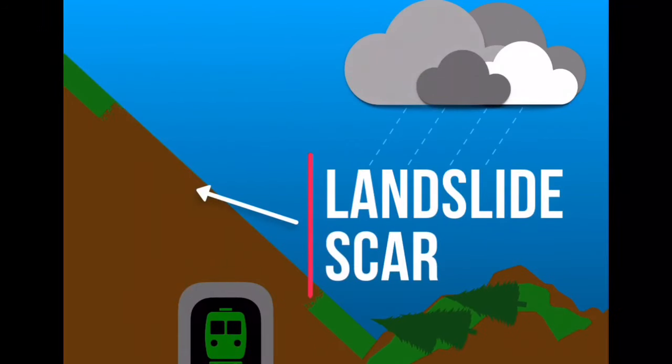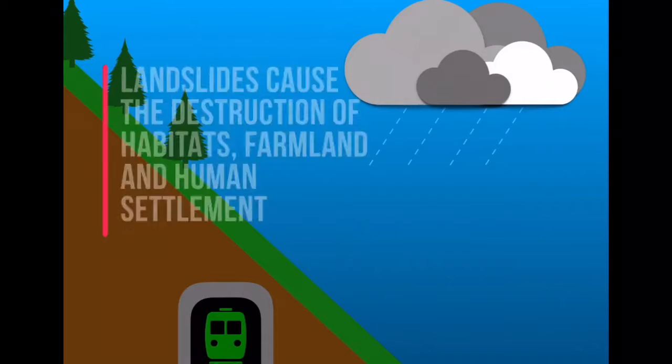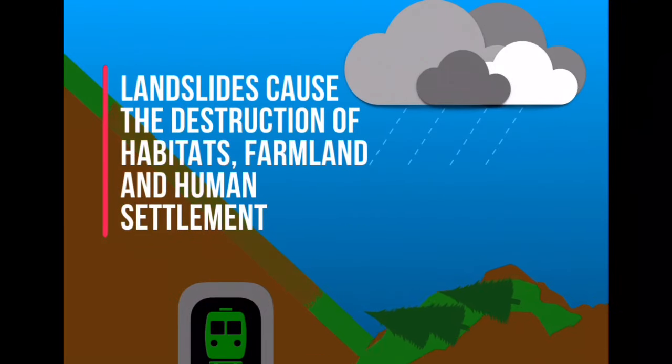A landslide scar is often left behind as the surface layer of soil and grassy vegetation can be removed. Like other fast forms of mass movement, landslides can cause significant damage and destruction to animal habitats, farmland, and human settlement.